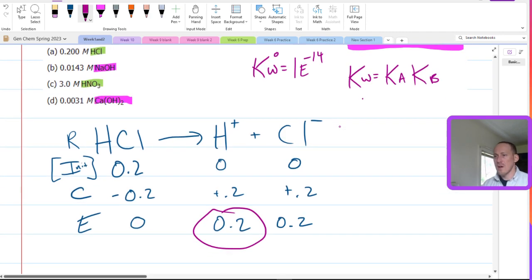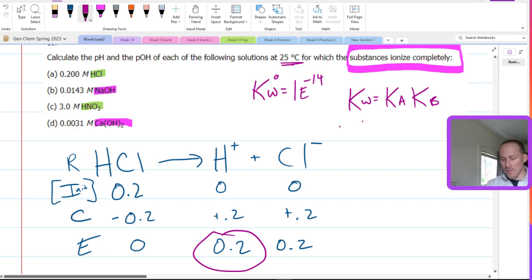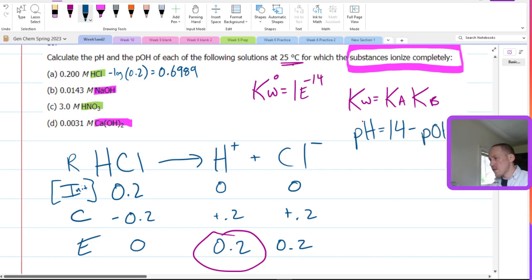So the pH of this first one is just the negative log of 0.2. So I'm going to do this up in Desmos. The negative log of 0.2. This super makes sense. So let's go with this blue. So the negative log of 0.2 equals 0.69. It's very close to 1, right? It's strongly acidic. And at any given time, the pH equals 14 minus the pOH.